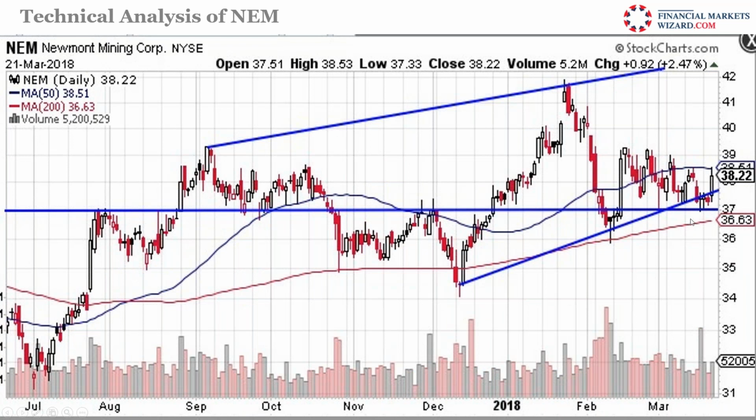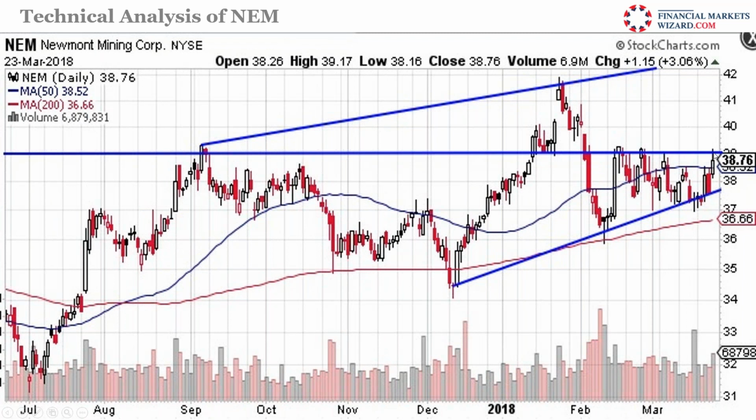This is NEM. So gold. I was watching NEM. On 21st March, I spotted this, and this is going on a sideways move. So I said, okay, NEM, I need to watch. I don't have any position, but I posted the chart that NEM could go up. And this is what happened.